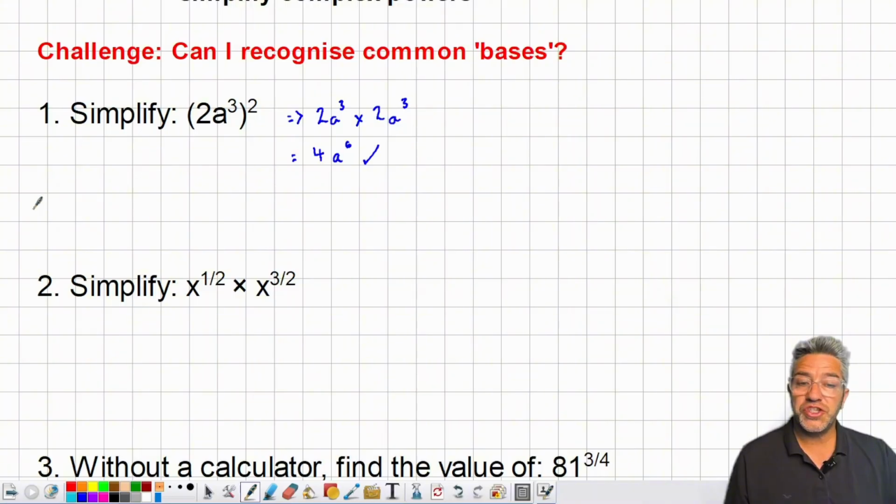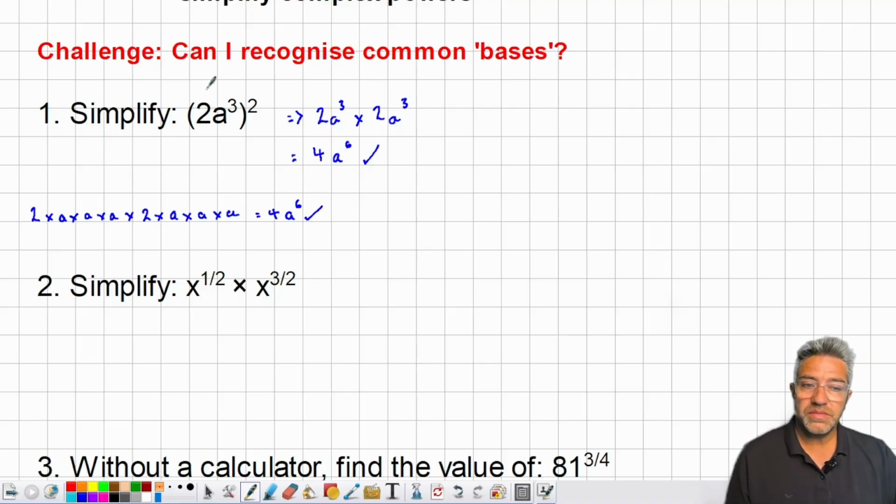I'm actually going to show you that more clearly and why. So 2a cubed could be written as 2 times a times a times a, multiplied by 2a cubed, 2 times a times a times a. And hopefully that gives us a more clear visualization. 2 times 2 is 4. A times a times a times a times a times a, a to the power 6. So our answers match. But I'm actually going to show you an even quicker shortcut.